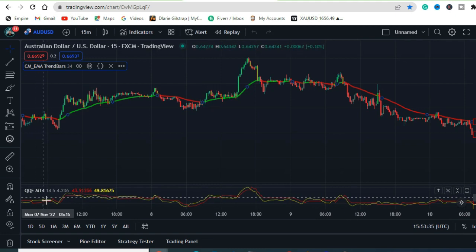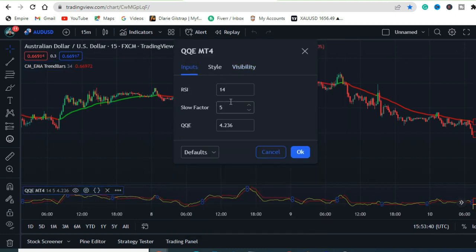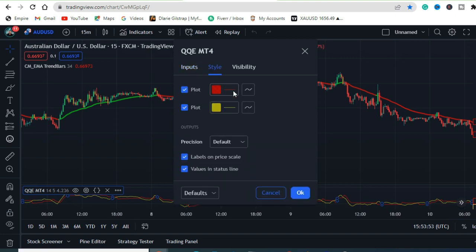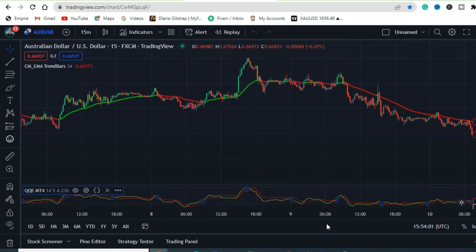So the next one is QQEMT4. You come over to the setting right here. Then in the input, the RSI is 14, the slow factor is 5, the QQE is 4.236. So when you have that, you come over to the styles, then you leave it this way. Come over to the visibility and you make it all this way. When you're done with that, you just have to hit OK.